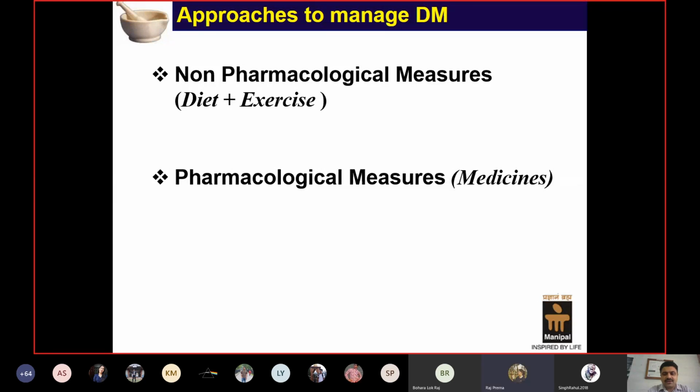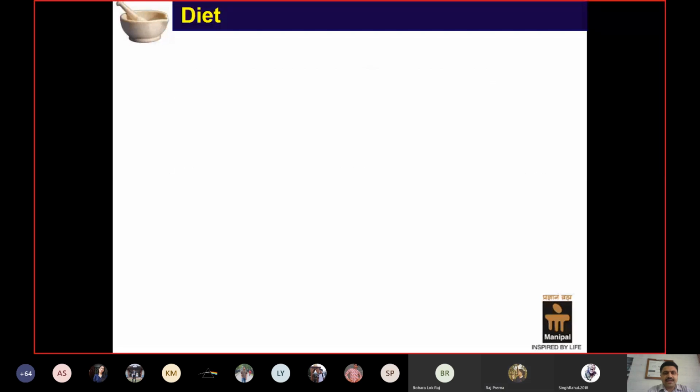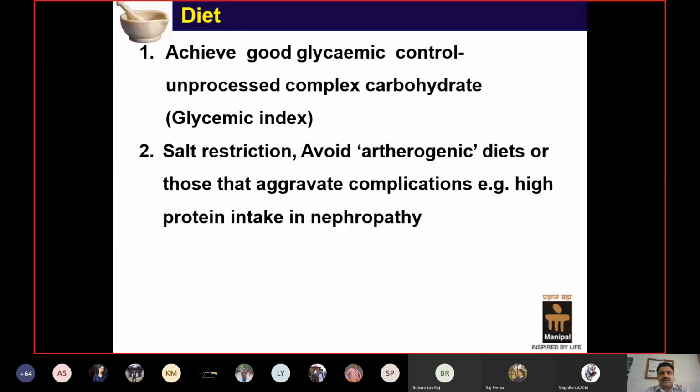Yes, sir. Okay. So talking about the diet, generally we try to achieve good glycemic control, and generally in diet we say that carbohydrate should be reduced, and the carbohydrate with low glycemic index, a complex type of carbohydrate, unprocessed carbohydrate which has low glycemic index should be preferred, like chapati and other, we used to say. And the carbohydrate with high glycemic index should be avoided, or minimized. Apart from that, salt restriction is also important.